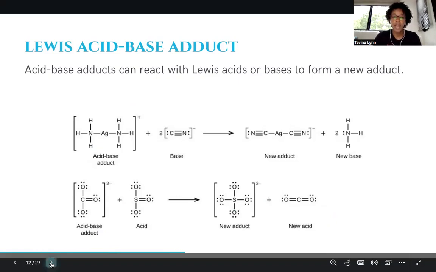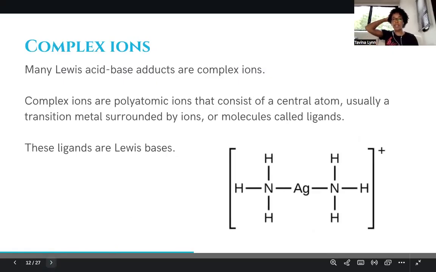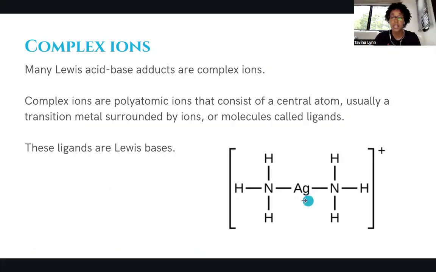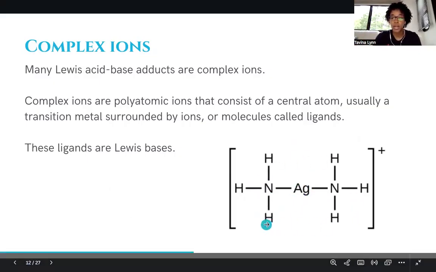So you have seen acid base adducts before. And we commonly refer to them as complex ions. We refer to them as complex ions when we have this central atom that is our Lewis acid, which is usually a transition metal, and then it's surrounded by some ions that we call ligands. So in this example, silver is our central atom and it's also our Lewis acid. And the two ammonia molecules are our Lewis bases, and we call them ligands.